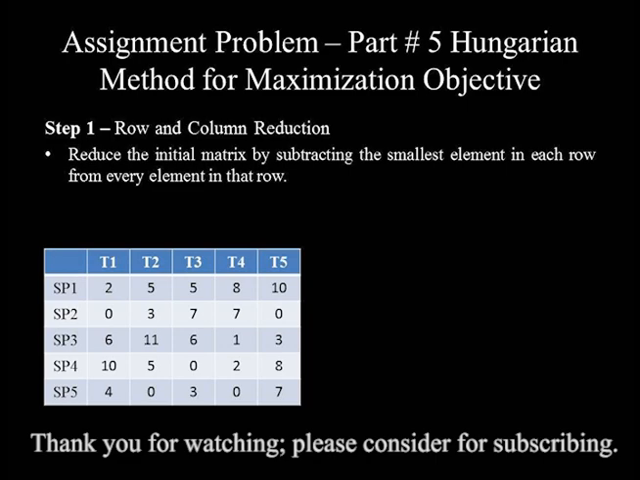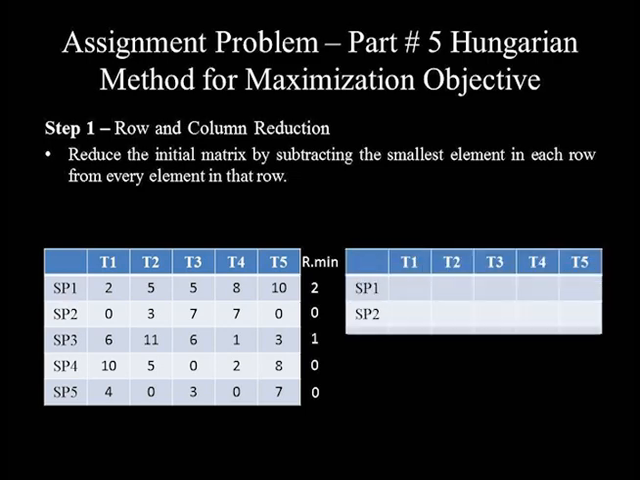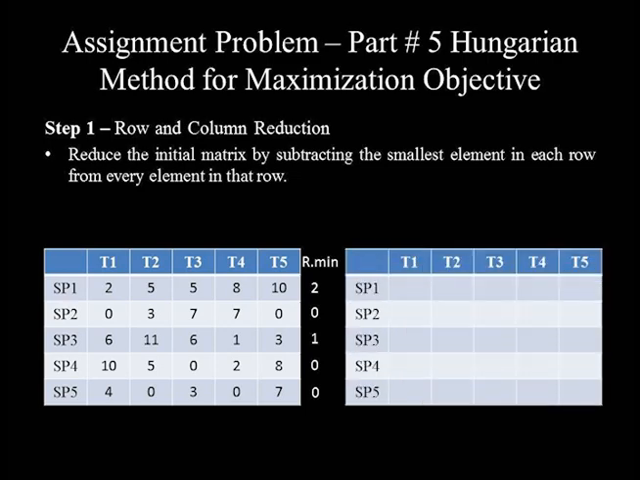For this reduction calculation, let's identify the smallest element in each row. The smallest element in row 1 is 2, the smallest element in row 2 is 0, row 3 minimum is 1, row 4 minimum is 0, and row 5 minimum is also 0. Also, let's copy a blank 6x6 table at this right-hand side for the row reduced entries. And let's continue the calculation starting from row 1.